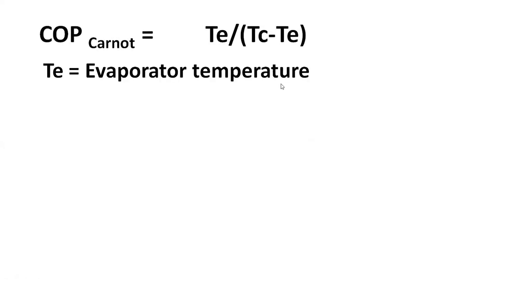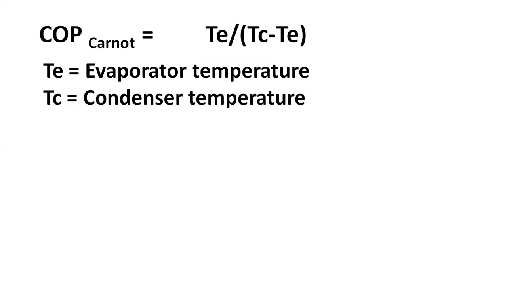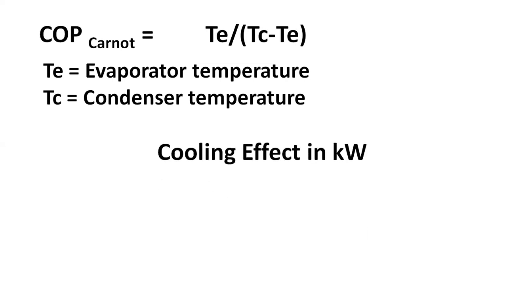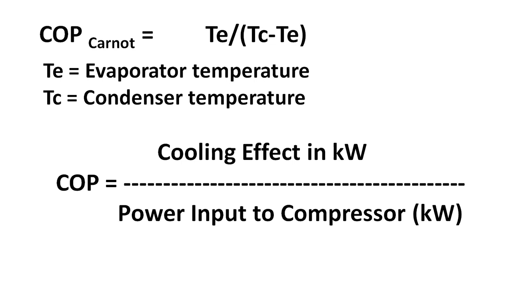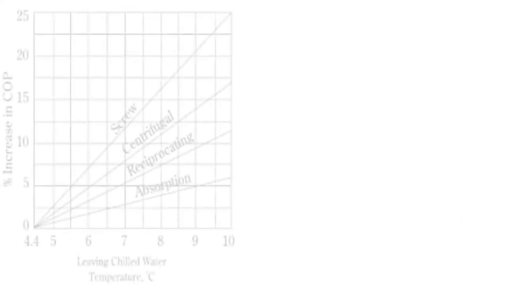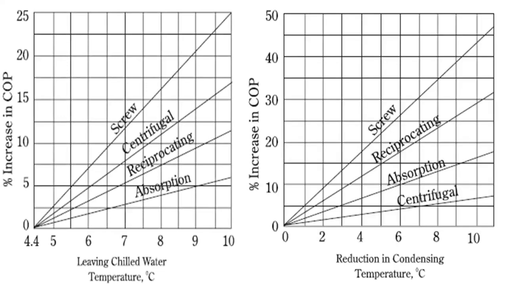So if you see the theoretical coefficient of performance, Carnot COP, which we standard call, a standard measure of refrigeration efficiency of an ideal refrigeration system, which depends on two key system temperatures, namely the evaporator temperature, TE, and the condenser temperature, TC, with COP being given as TE divided by TC minus TE, that is cooling effect in kilowatt by power input to compressor in kilowatt, where the cooling effect is the difference in enthalpy across the evaporator and expressed as kilowatt.